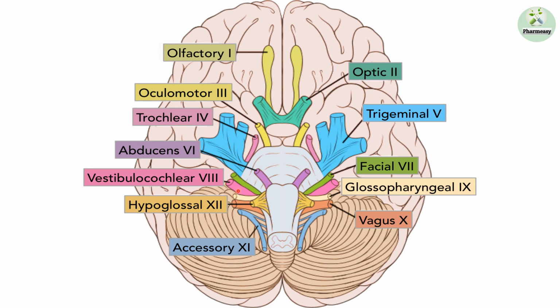Vestibulocochlear nerve for balance and hearing or 7th nerve. Glossopharyngeal nerve for taste and swallow or 8th nerve. Spinal accessory nerve for shoulder and neck muscle movement or 9th nerve.